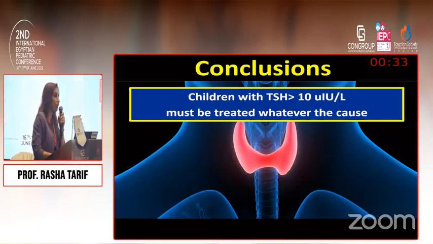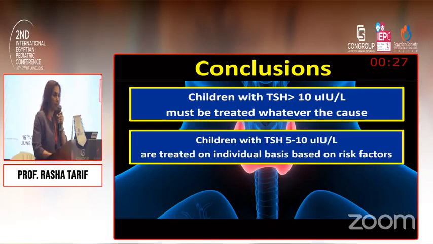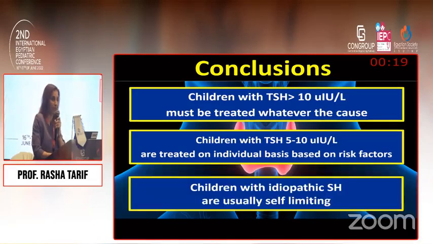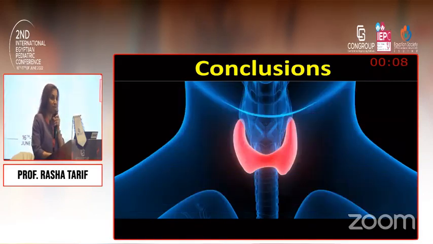Children with TSH above 10 must be treated, whatever the cause, even if idiopathic. Children with TSH from 5 to 10 are treated on an individual basis based on the risk factors that we have discussed. Children with idiopathic subclinical hypo are usually self-limiting. Don't treat idiopathic except if the TSH is above 10.